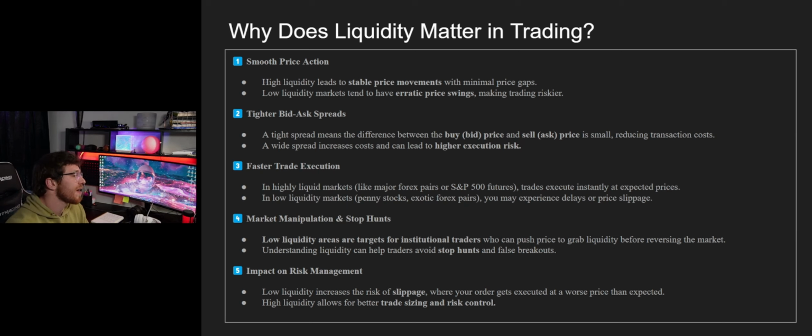Number 3, we have faster trade execution. In highly liquid markets like major Forex pairs, S&P 500 futures and NASDAQ, traders execute instantly at expected prices. In low liquidity markets, like penny stocks and exotic Forex pairs, you may experience delays or price slippage. So that's why I like using liquidity sweeps. What I trade is the S&P 500 and NASDAQ because liquidity sweeps work really well with those two.